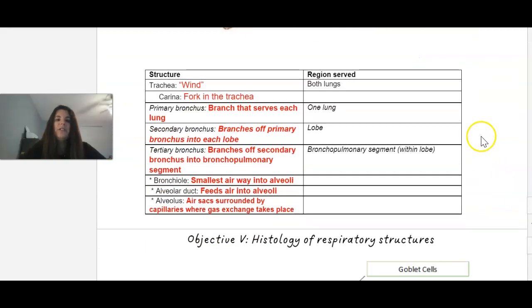So again, here is just a brief description of the different structures that are involved in the bronchial tree. And then these are what those structures serve, the regions that they serve. So like I said, the primary bronchus, there'll be one that goes into each lung. The secondary will go into each of the different lobes. And the tertiary will go into those bronchopulmonary segments.